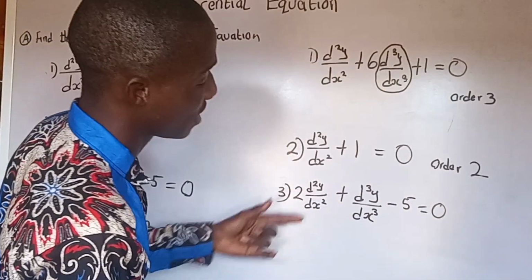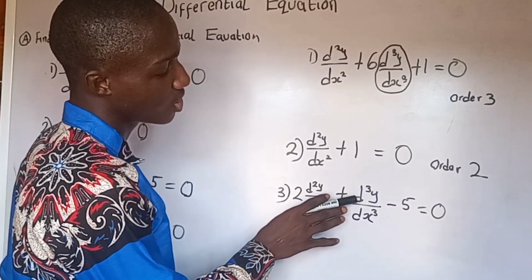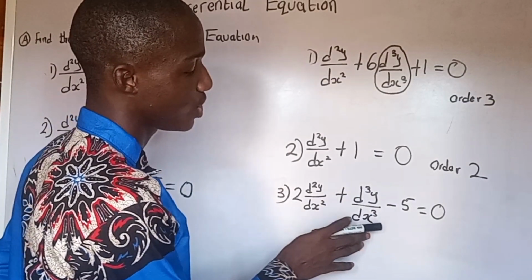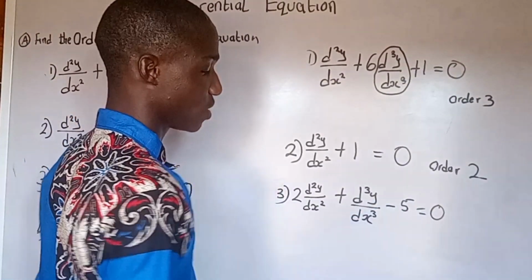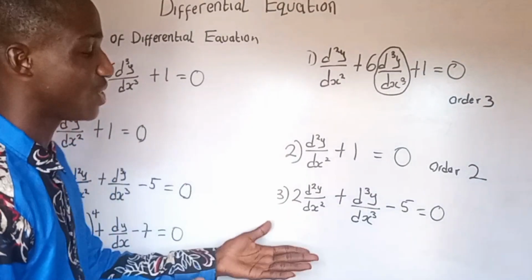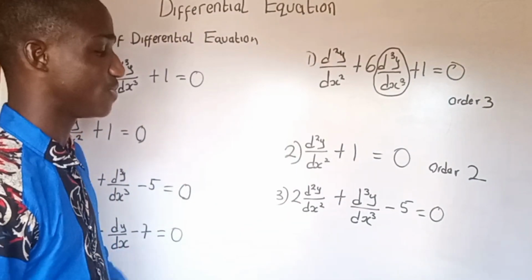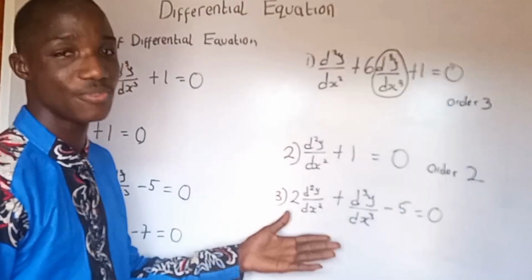d²y/dx² + d³y/dx³ - 5 = 0. Now look at this question. What is the order of this differential equation?